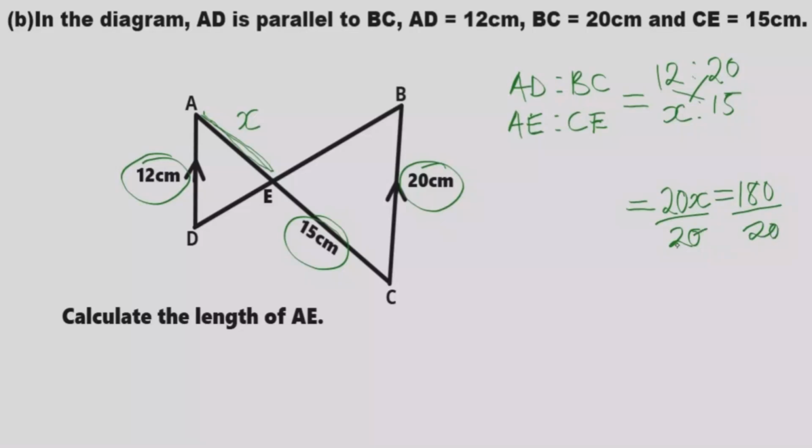So that means this 20 down and this 20 on top will cancel each other out, leaving us with X, which will be equal to 180 divided by 20. 180 divided by 20 will give us 9. Okay, so this 9 is the ratio for the length of AE, and that is the measurement. So we can say AE is equal to 9 centimeters.